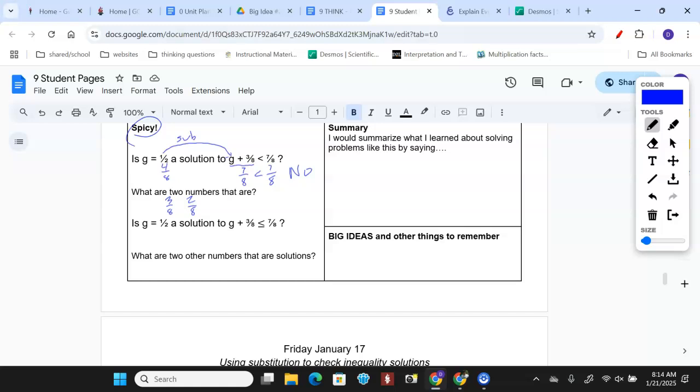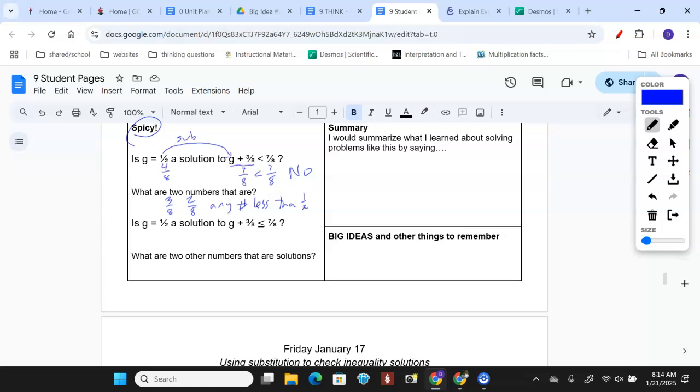Those are two numbers. If I did that, 3/8 plus 3/8 is 6/8. That's less. 2/8 plus 3/8 is 5/8. That's less. Those are easy ones. But really, any number less than 1/2 is fine. So if you wanted to do a third or 0 or anything like that, those would all work fine too.